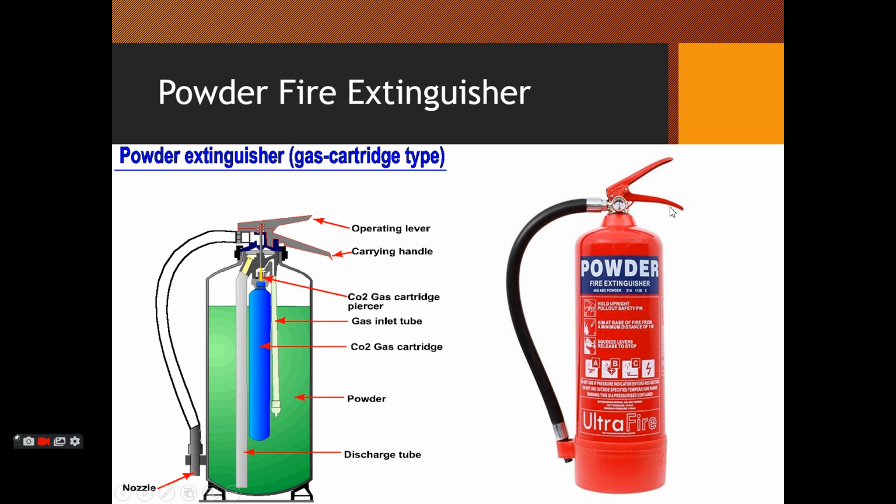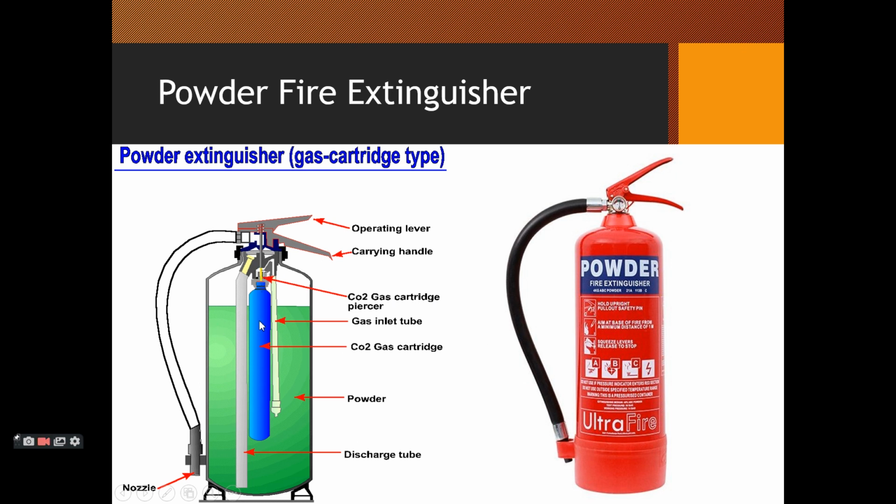When you have to carry any extinguishers, you should handle from here, not from here. If you handle from here, it will get damaged, it will break. So always when you are handling, just hold it from here. After that, the CO2 gas cartridge. One gas cartridge will be here, straight in the middle.